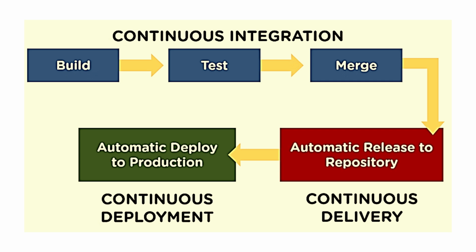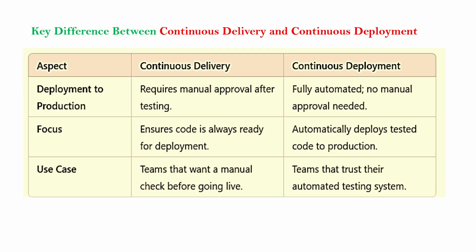So that means continuous integration is build, test, and merge. When we talk about the manual release of the code in your production, or when we ensure that the code is ready for delivery to production, it is called continuous delivery. And when it is deployed in production automatically with the help of tools, it is called continuous deployment.